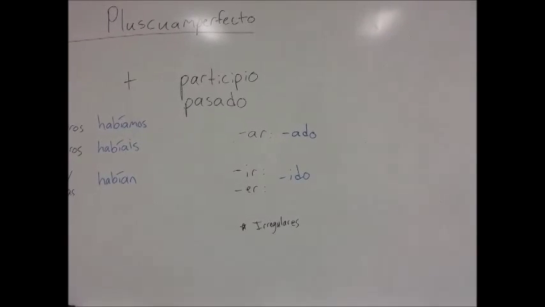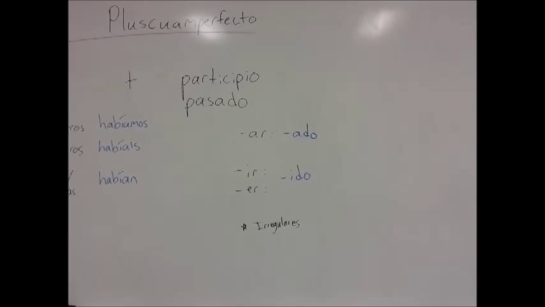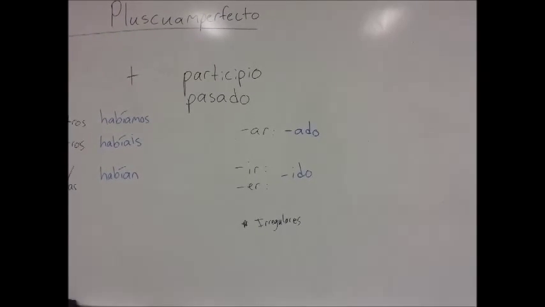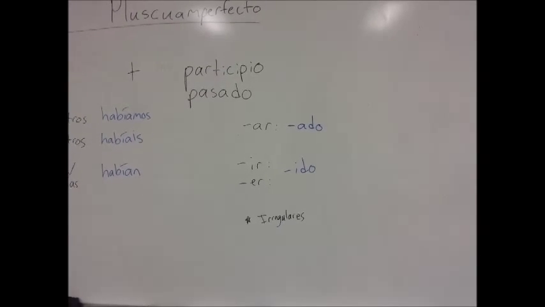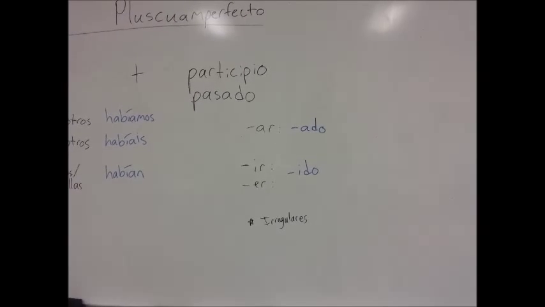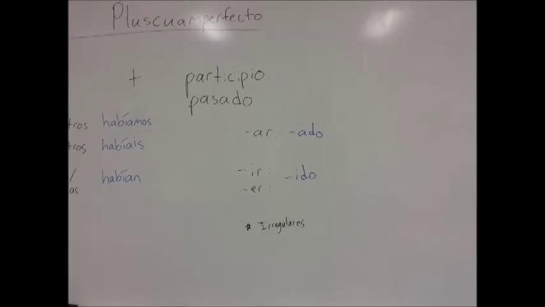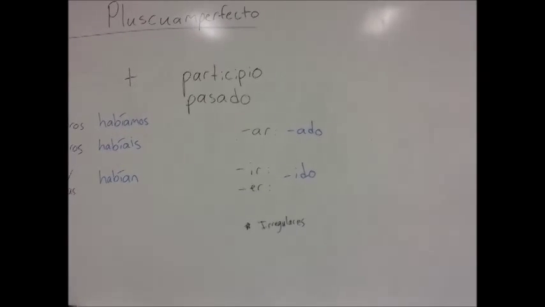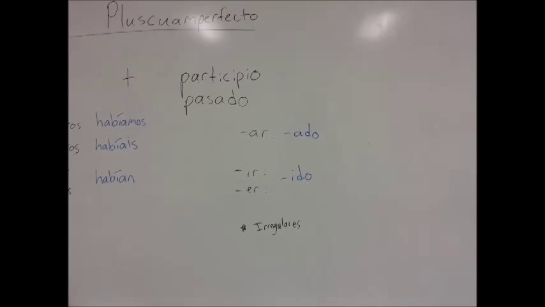The second part of the pluperfect is what we call the past participle, o el participio pasado. This past participle is the same as in the present perfect tense. So the AR form is ado, and the ER and IR form are ido. Just like the present perfect tense, ado and ido do not change to match the noun. They always end in an O.